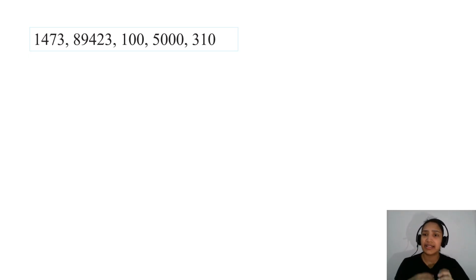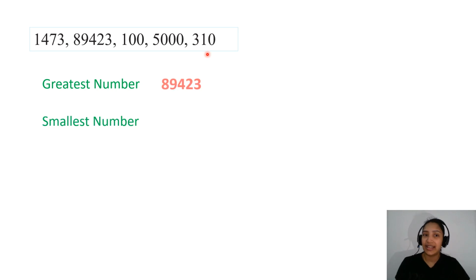Then again another set of numbers has been given. How many are there? 1, 2, 3, 4, 5 numbers have been given. First number 1473, next number 89,423, then 100, then 5,000, then 310. Which is the largest number? The number which has more digits is the largest number. Here 89,423 has the most digits. So that number is the greatest number.